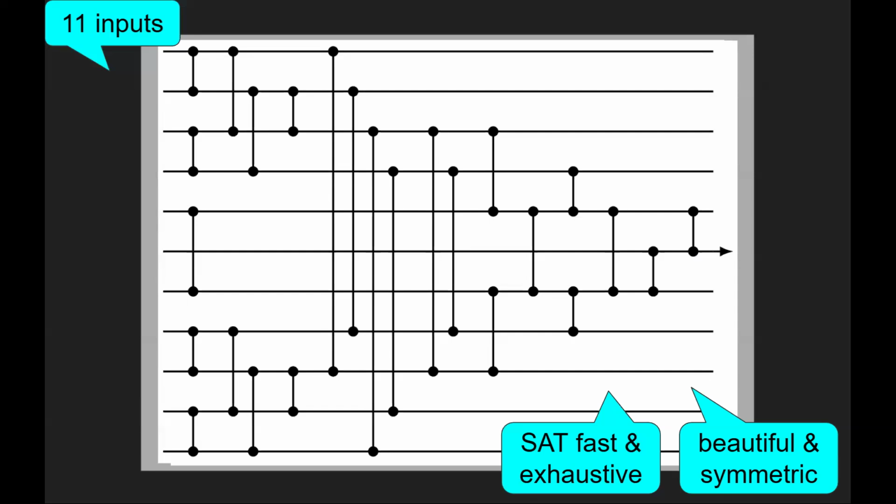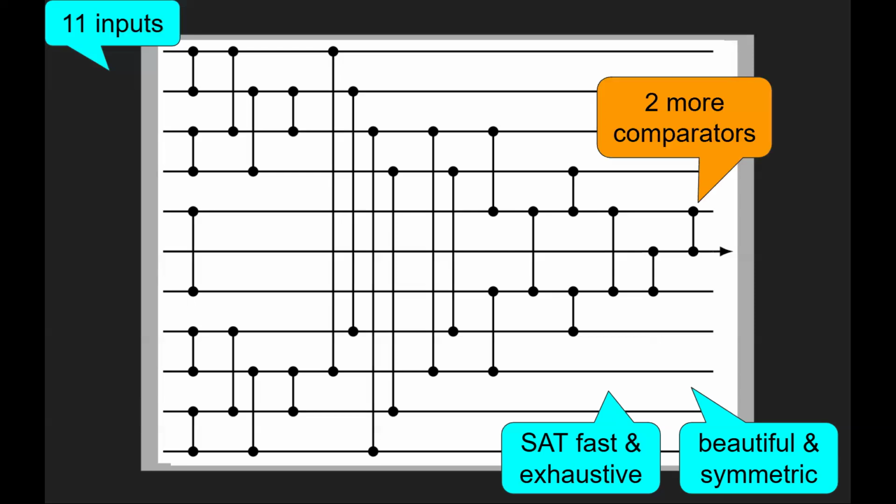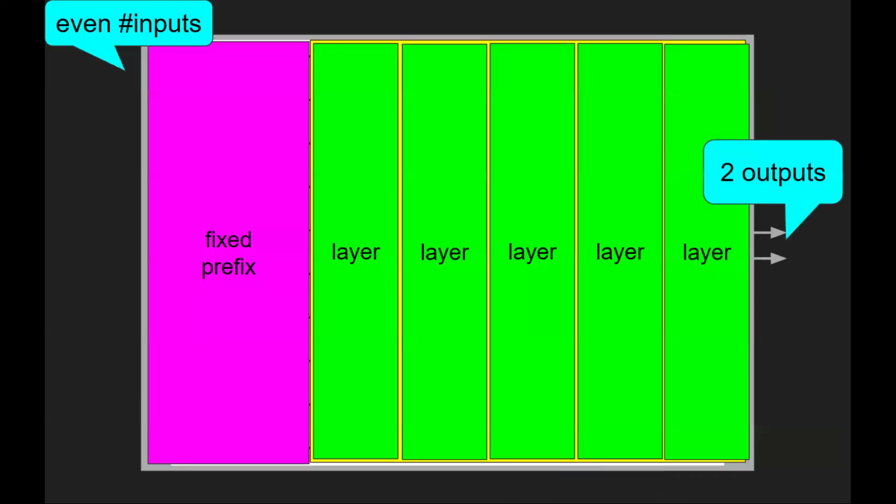Right, so that's the idea. That's the first idea I had. So now we're in even land, and I love even land so much because everything is symmetrical. Okay, so it just costs two more comparators. So what happens when you have an even number of inputs in this story?